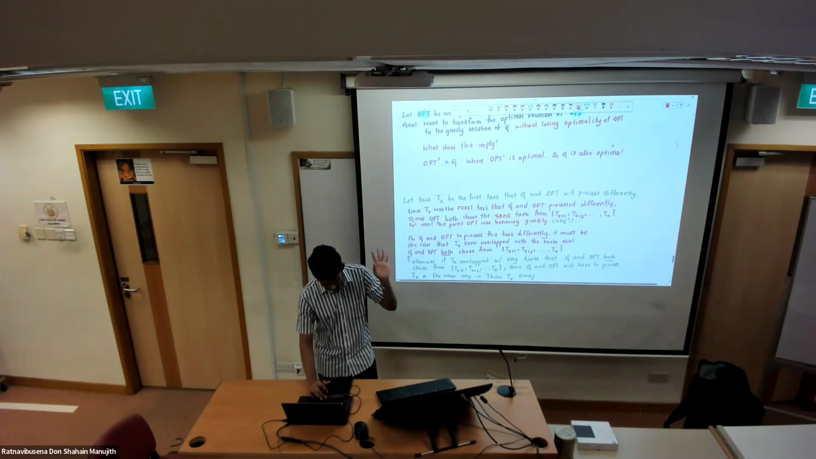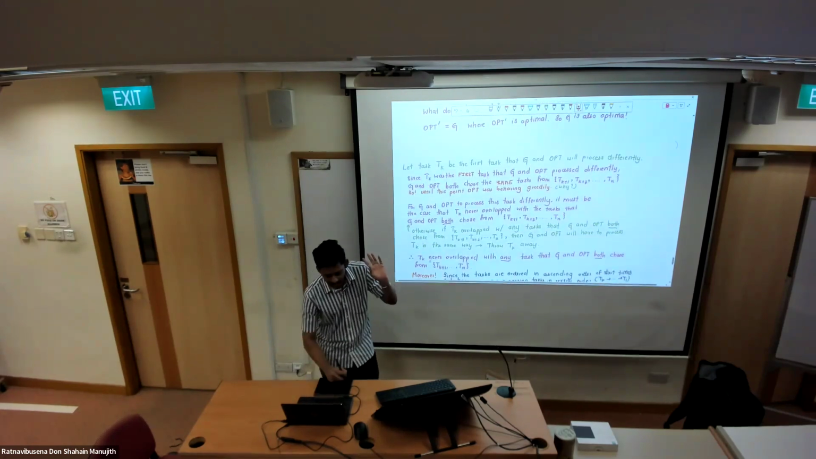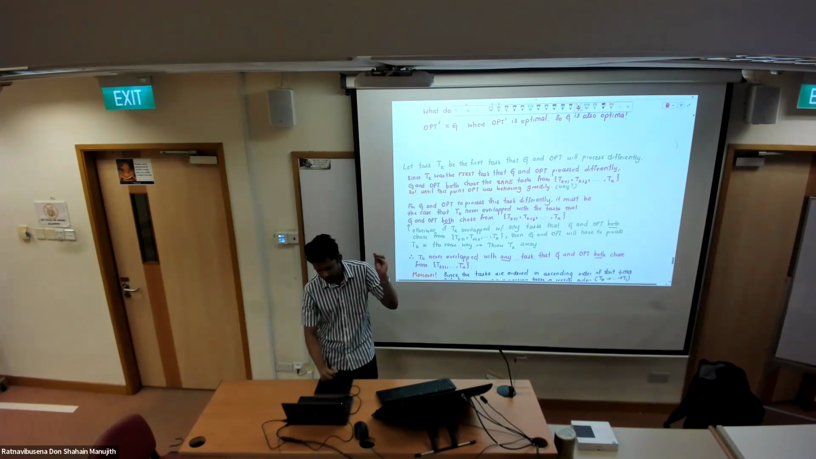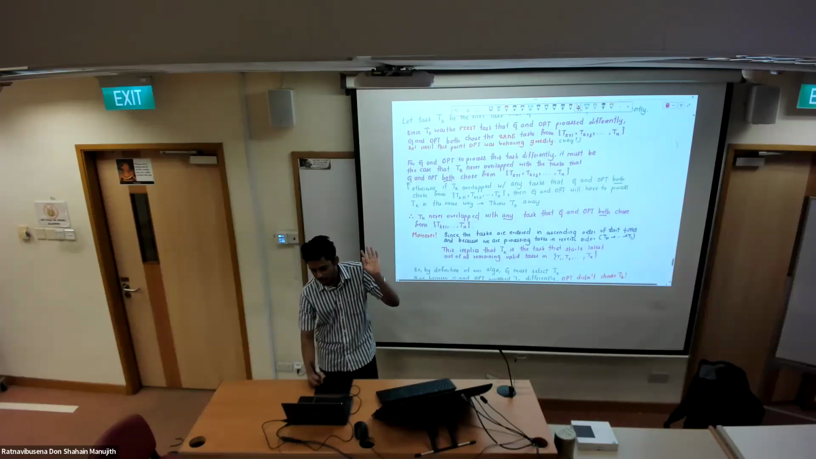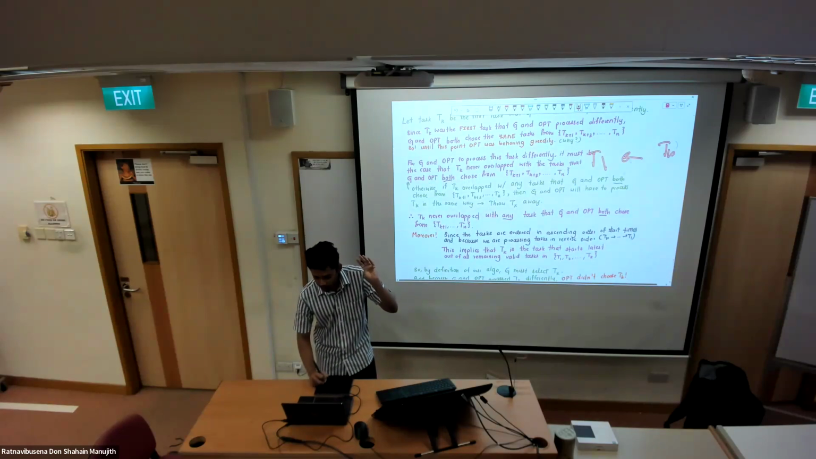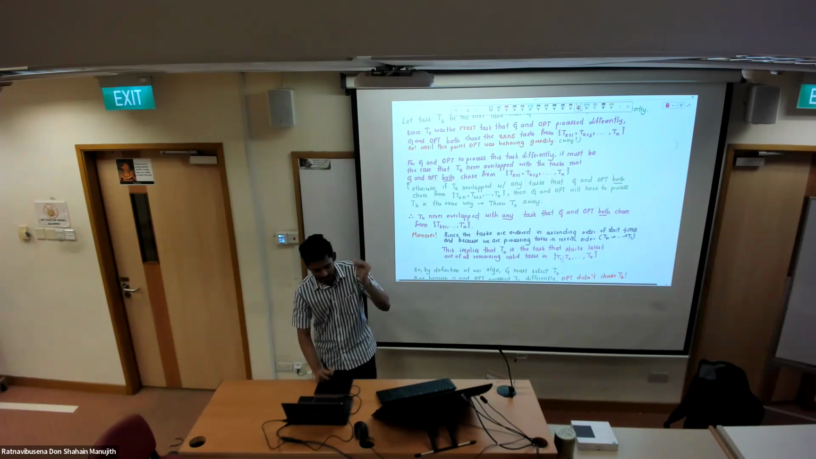Okay, that's the first observation. Therefore, Tk never overlaps with any task that G and OPT both chose from Tk plus 1 until Tn. Now, the next important thing: because we are looking at the activities from Tn down to T1, out of the activities T1, T2 until Tk, these are the remaining activities. Because we have sorted these activities in increasing order of start time, and we're going from back to front, Tk must be the activity that starts the latest.